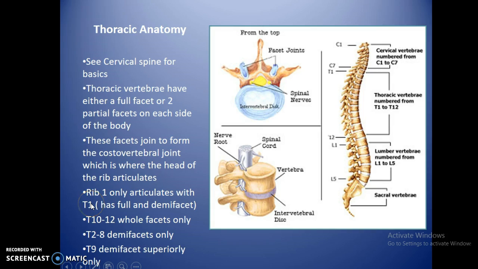If you look down here, rib 1 only articulates with T1, so it has a full facet and a demifacet. That means rib 1 articulates only with thoracic vertebra number 1. It has a demifacet because once we get down to 2 through 8, the ribs actually connect in between two vertebrae. So the rib facet is going to actually touch two of these vertebrae, kind of overlaying the intervertebral disc space a little bit. T10 through T12 have whole facets only. Those ribs do not connect with two vertebrae. They only connect with one specific vertebra. T9 has a demifacet superiorly only because once we get to 10, 11, 12, those connect directly.